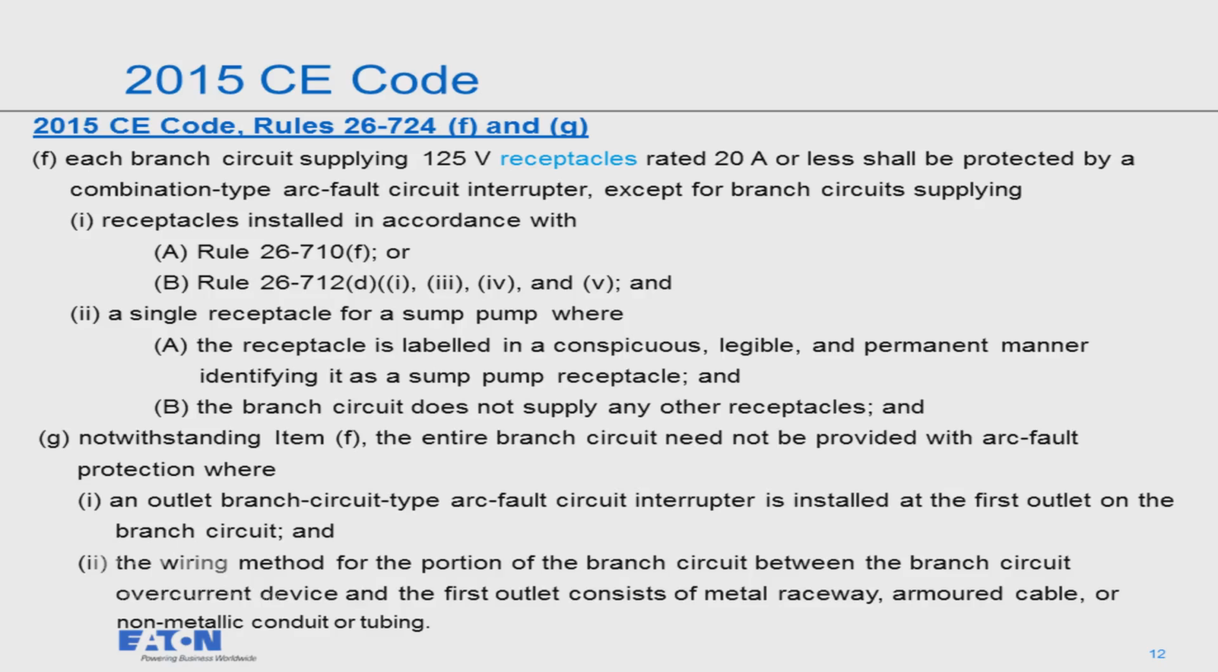There are some exceptions as well. Receptacles installed in accordance with some other rules in the code, rules A and B, rule 26.712, like the counter workspaces, the independent circuit for the fridge, and other GFCI protection for bedrooms, are excepted from this new change to the code. I think that's probably where some of the confusion will come from.